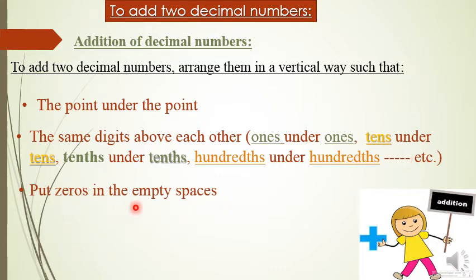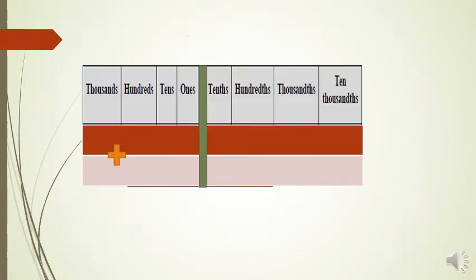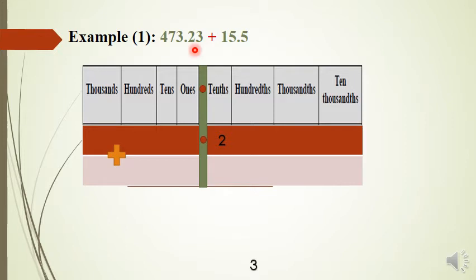We put zeros in the empty spaces. And now we are ready to add. We start adding from right to left. And finally, we drop the decimal point. Let's make an application. Add these two decimal numbers. First of all, we have to write these two decimal numbers in the vertical form, such that we put the point under the point and then we line up the digits under each other.